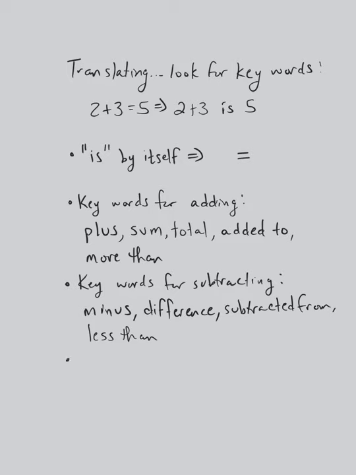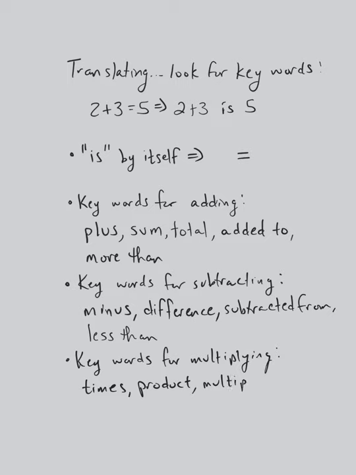Okay, and so now we get into the keywords for multiplying. Of course, we know that the word times indicates multiplying. The more formal word is product, and then multiplied by. And then there's a special one that we use often: the word twice. Think about what you would think the word twice means, and that means multiply by 2.